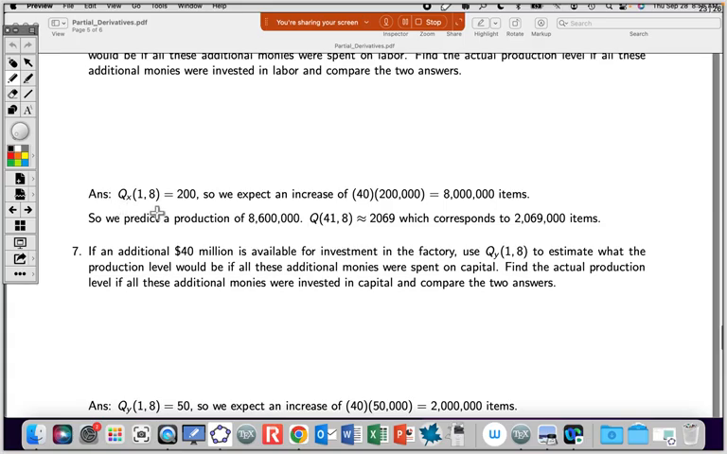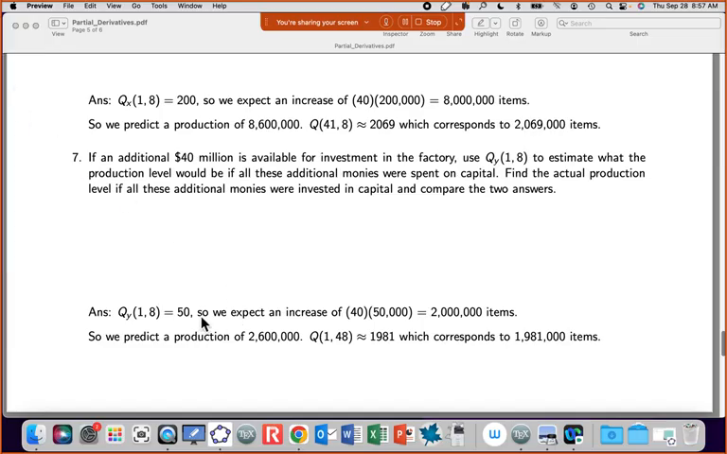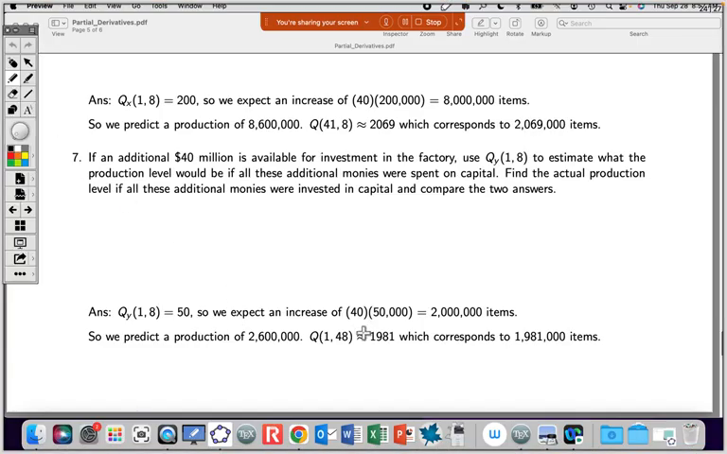So if we did that, we would expect an increase of 40 times 200,000 units, or 8 million items. However, the actual retail value based on our Cobb-Douglas production model would only be about 2 million items. If we put it all into capital, you'd expect an increase of 40 times 50,000, so 2 million items, 2 million units. The actual retail value is actually closer to 2 million.